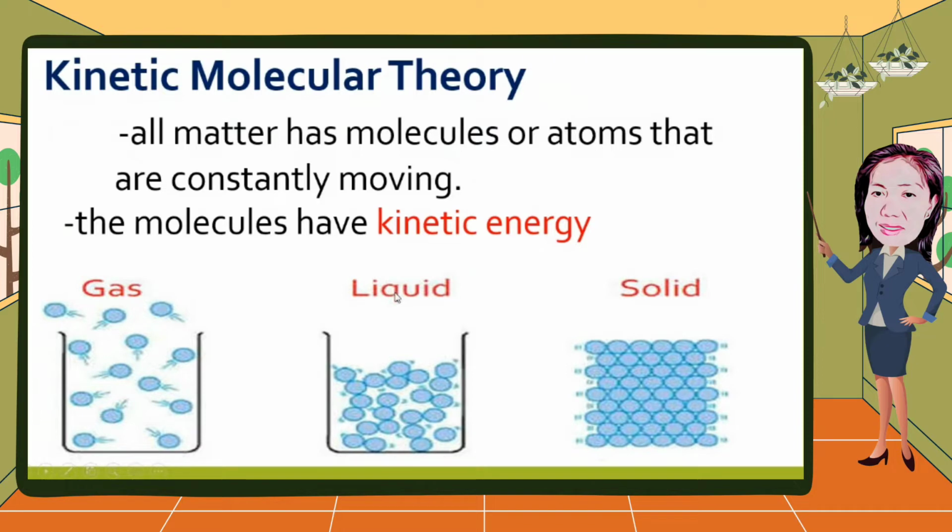In a liquid, they also move in a form of nudging. Nudging means colliding. Okay, since in a liquid the distance between particles is not so close compared to a solid, their movement is nudging, or they just collide. In a gas, since the distance between particles is very great, they move in all directions.